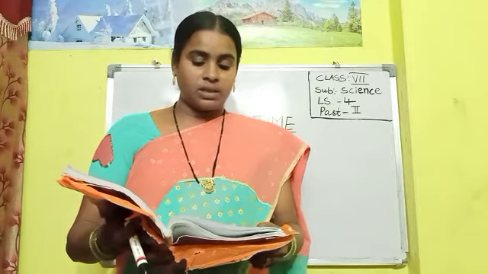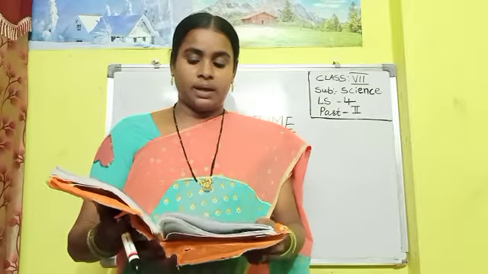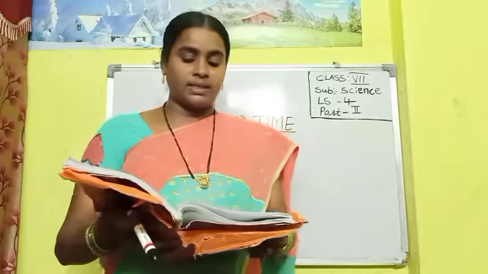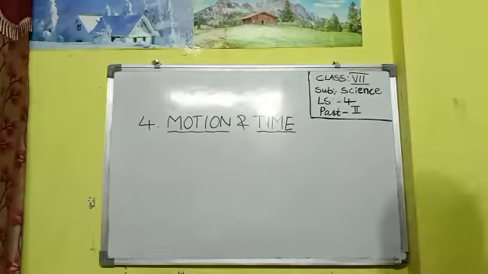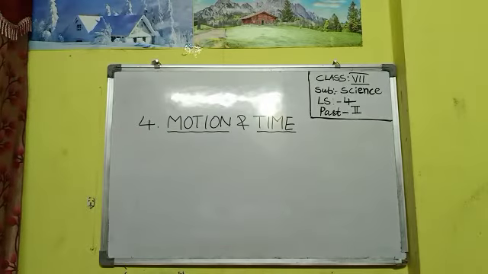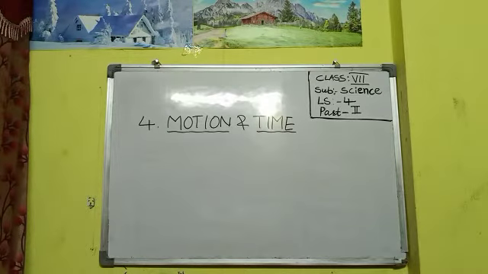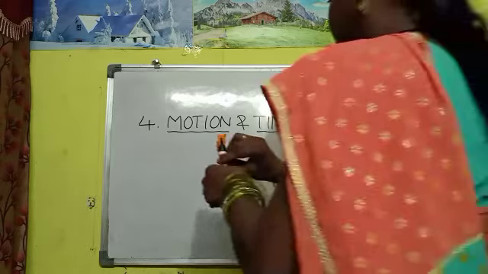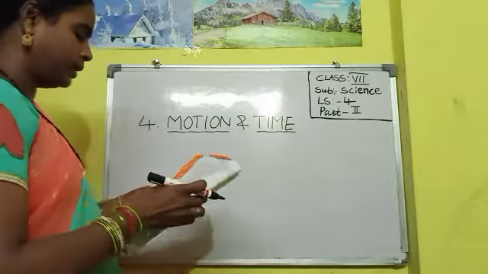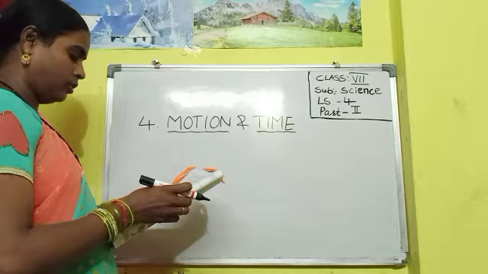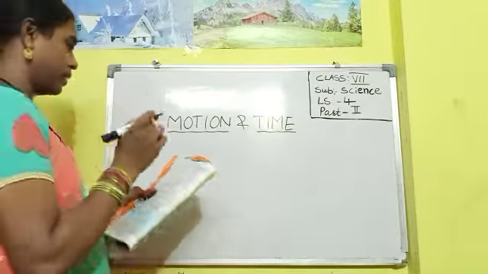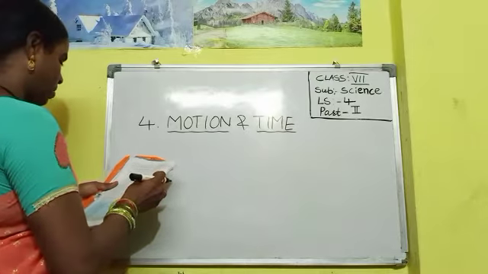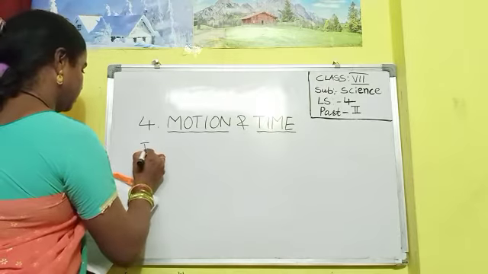Identify oscillatory motion among the following and put a right mark in the brackets given. Okay, so we will do it, children. Activity 11. So children, here we have to write which is oscillatory motion. There we have to keep a right mark.